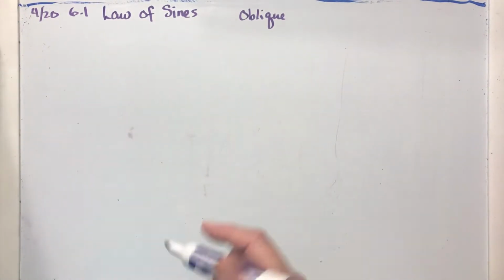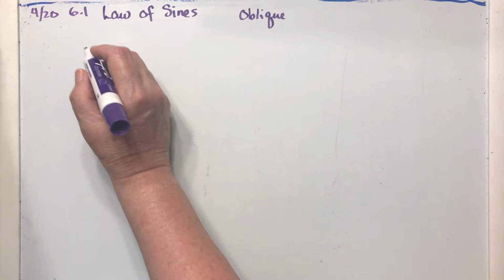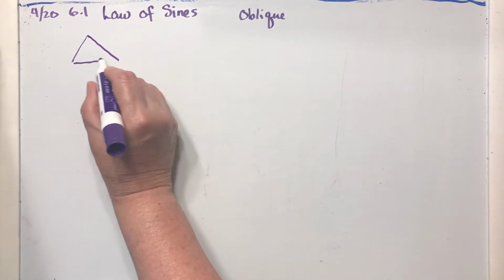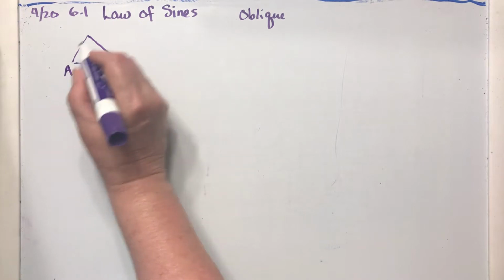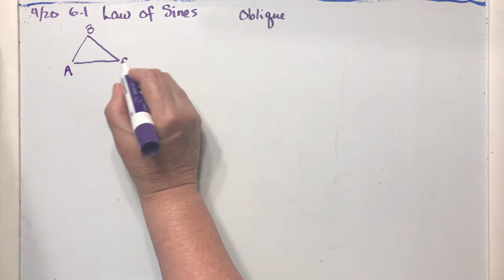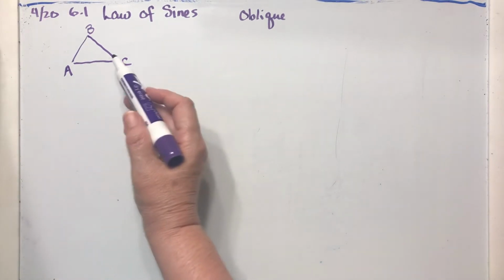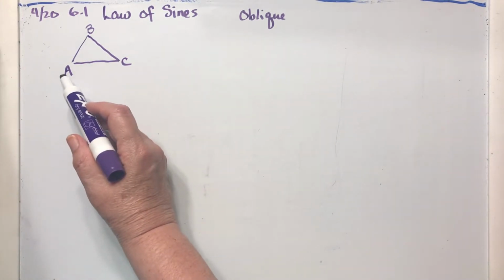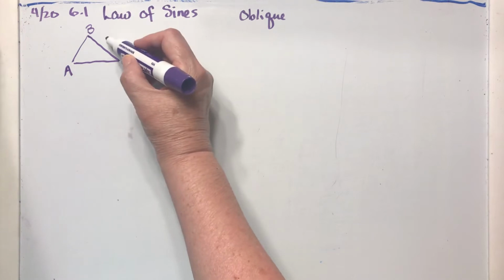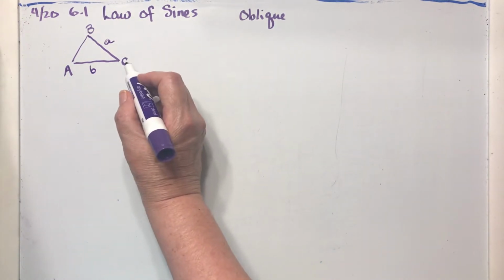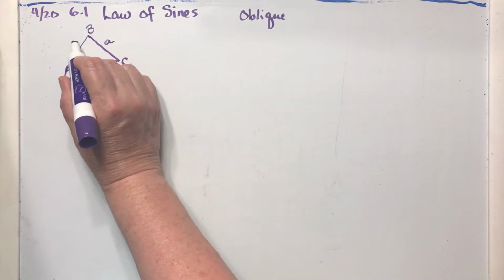the law of sines. And the law of sines says this: if we have triangle ABC, just any triangle ABC, it does not have to be a right triangle. So we're going to assume this is not a right triangle. First of all, remember when you're labeling a triangle that the side that's opposite angle A is little a, opposite angle B is little b, the side opposite angle C is little c.